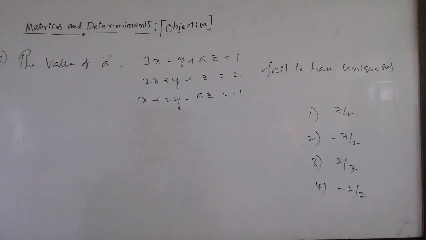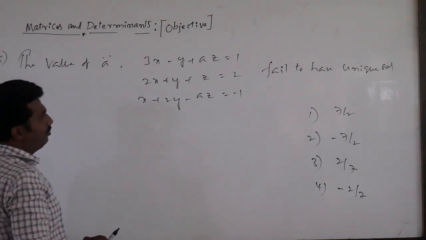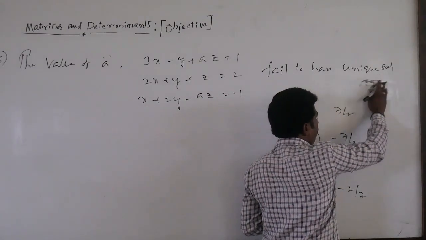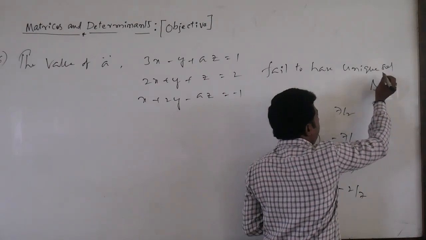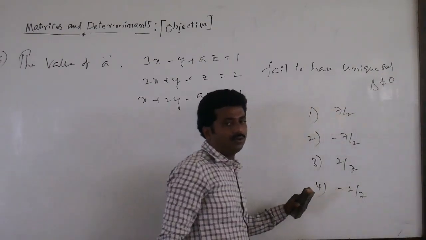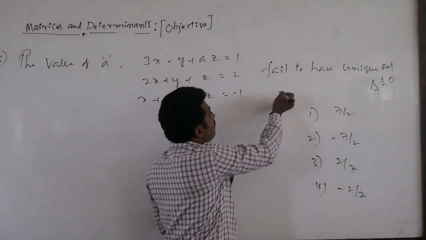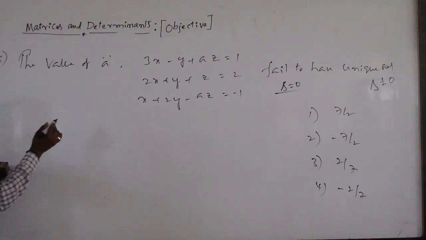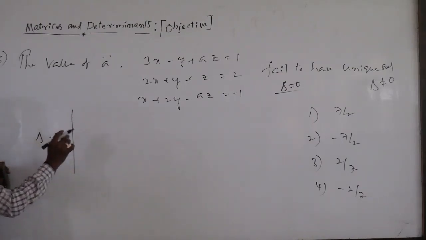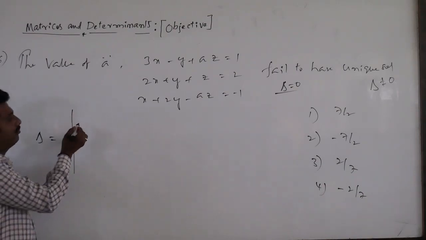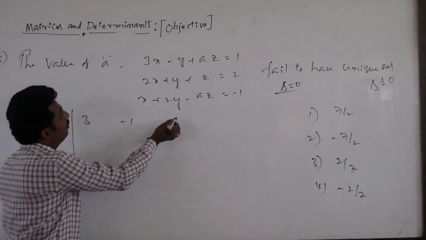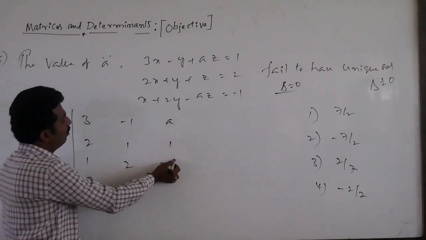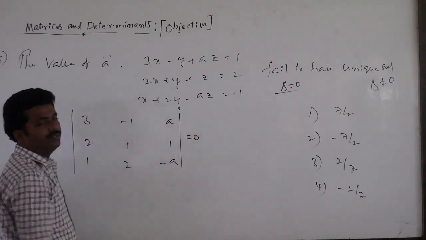So this is fail to have unique solution. Fail to have unique solution means, you remember, for unique solution delta is not equal to 0. Fail to have unique solution means clearly delta equal to 0 we have to take. So very clear, delta equal to 0. What is delta? Coefficient matrix determinant: 3, minus 1, A; 2, 1, 1; 1, 2, minus A, equal to 0.